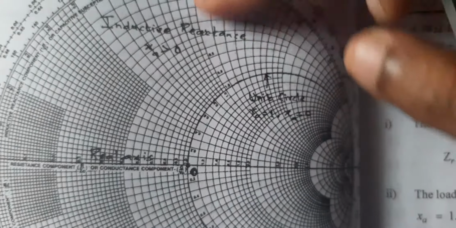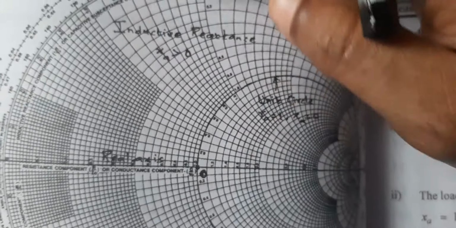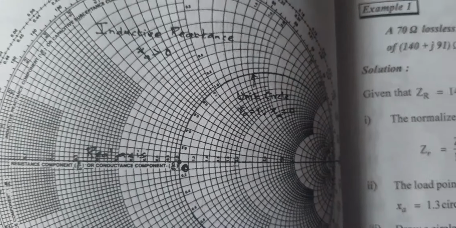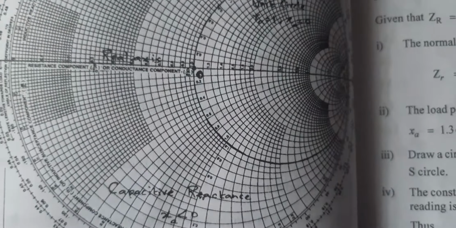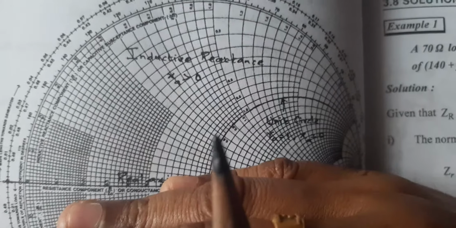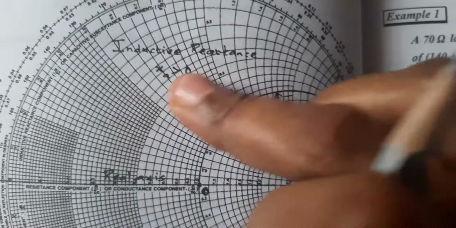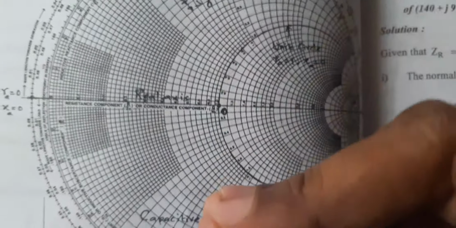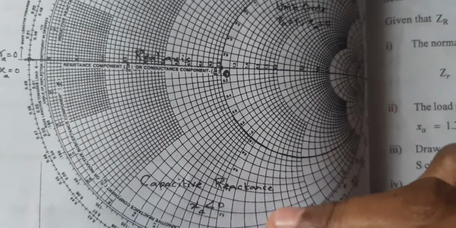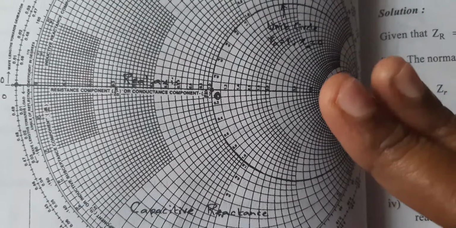These arc points are the constant reactance values. Here there are two types of reactance: one is inductive reactance, another is capacitive reactance. The points above the real axis are the inductive reactance values, that is the positive values, and the values below the real axis are the capacitive reactance values, that is the negative values. Can you understand? So it is about the Smith chart.